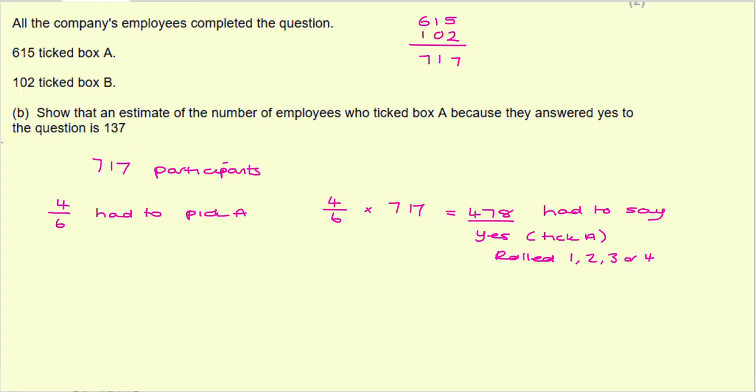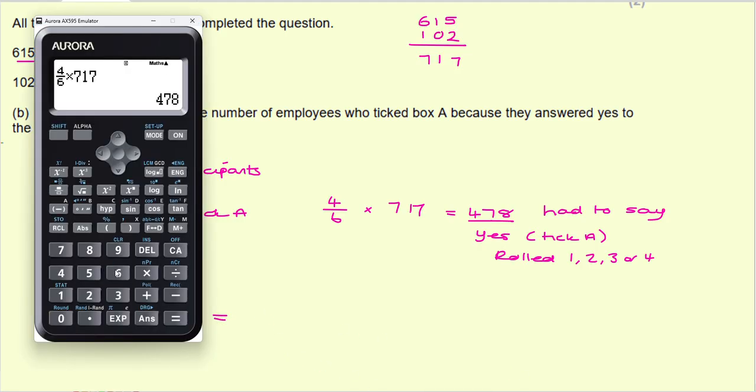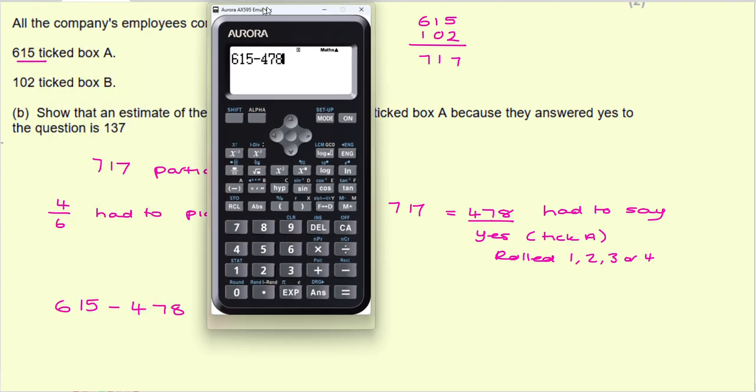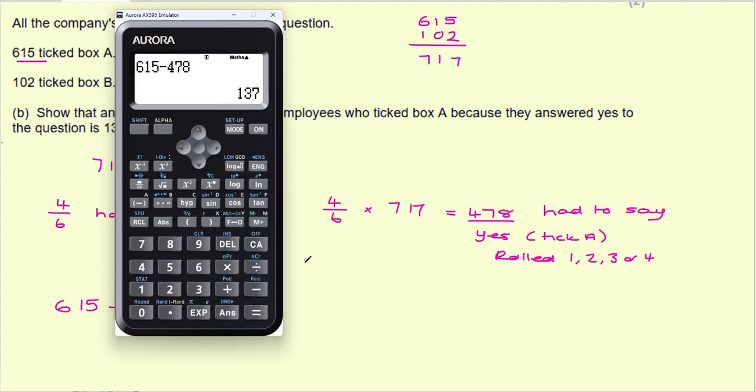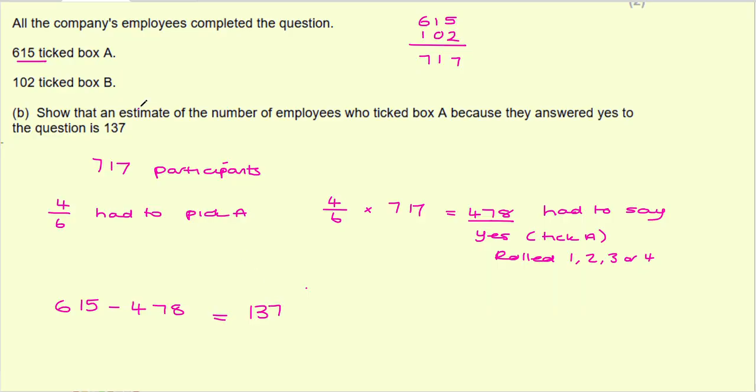Okay, so that's 478, but we had 615 tick box A. So the rest of the people then we can assume chose to. If we do 615 subtract 478: 615 ticked box A, 478 had to tick box A, leaving 137. So the people that chose to answer yes was 137.